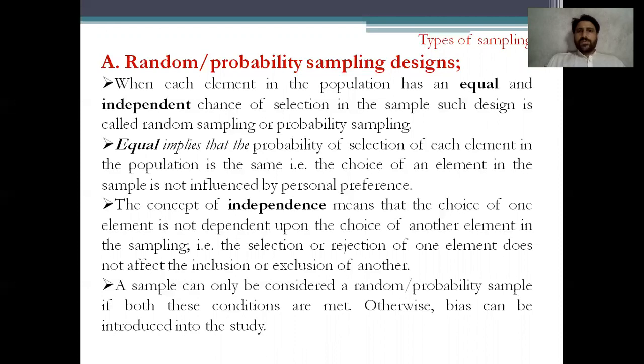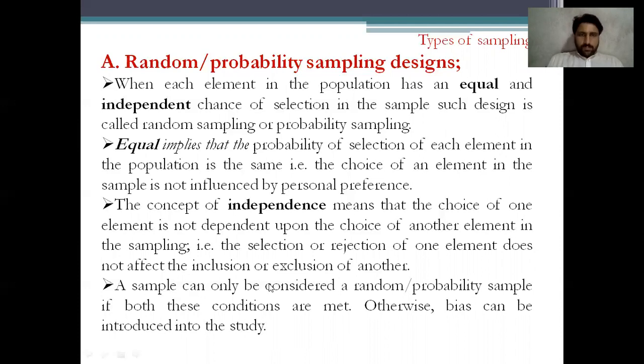So there are two important considerations while considering a sampling as random sampling. Number one is equal chance and number two is independent chance. Here, an equal chance of selecting the sample from a population implies that the probability of selection of each element in the population is the same. That is, the choice of an element in the sample is not influenced by personal preferences. Every element has an equal chance to be selected as the study sample.